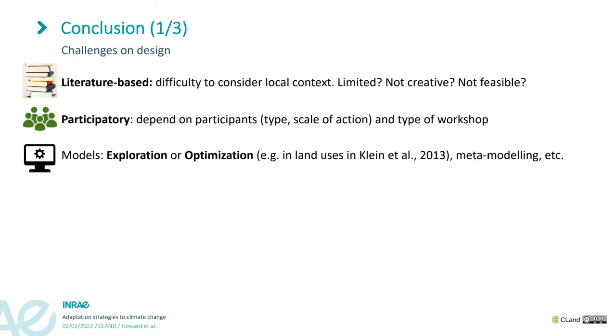Participatory, let's say the main bias depends on participants, who you are working with and why they are here. Are they here to defend something, to block the situation? You have to take that into account. Are there issues of, for instance, hierarchy between the participants? And for models, I didn't show it, but you could use models to explore a very large range of adaptations to select what are the best ones. The same for optimizations.